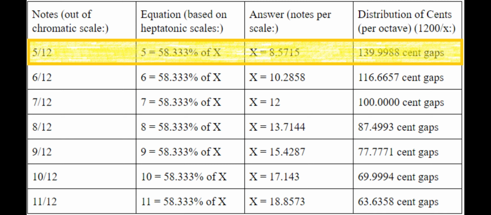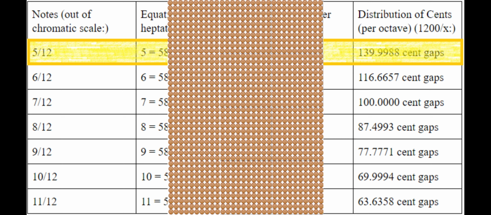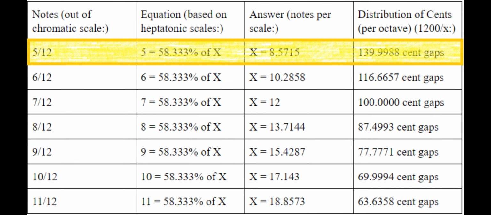5 out of 8.5715 notes is equivalent to 58.333%. And remember that I got the number 58.333% out of the major scale and how it uses 7 notes out of 12 chromatic notes. Also remembering that an octave contains 1200 cents, I divided 1200 cents by 8.5715 notes to get 139.9988 cent gaps as the interval between each note of this scale. That doesn't fit evenly into 1200 cents, so I had to manipulate the numbers a bit.